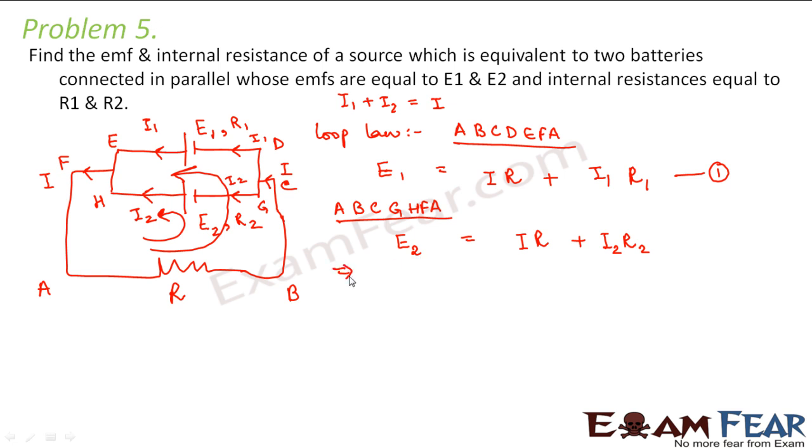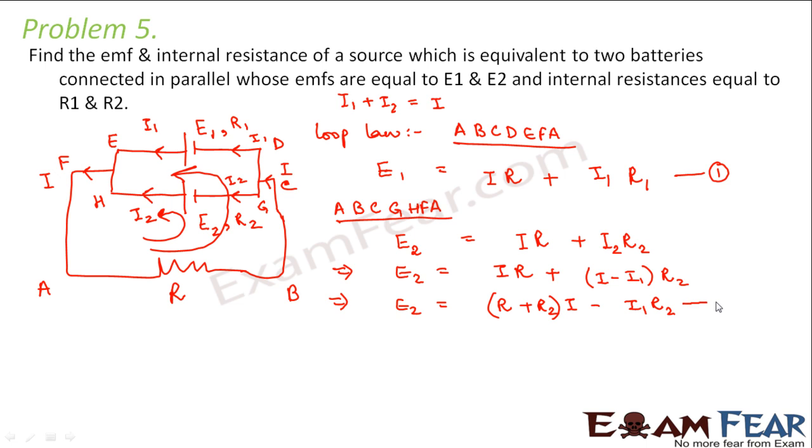So here we get E2 is equal to IR plus I2, we can write I2 as I minus I1. So I can write I minus I1 into R2. So from this we get E2 is equal to R plus R2 into I minus I1 R2. So this is my equation 2.